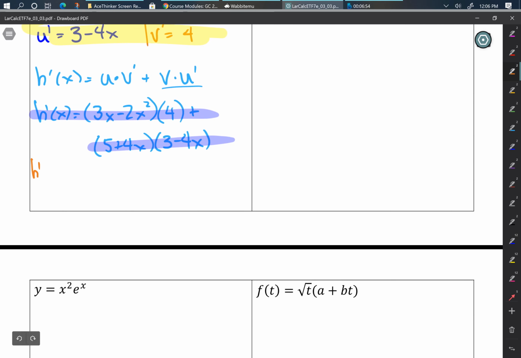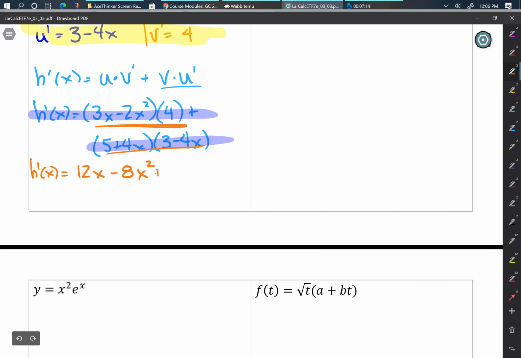Okay? So h prime of x, this first multiplication here, is going to give me 12x minus 8x squared. And the second product there, I have a binomial times a binomial, so I'm going to use FOIL to find that. First times first, 5 times 3 gives me 15. Outer is going to give me a negative 20x. Inner is going to give me a positive 12x. And last times last is going to be a negative 16x squared.